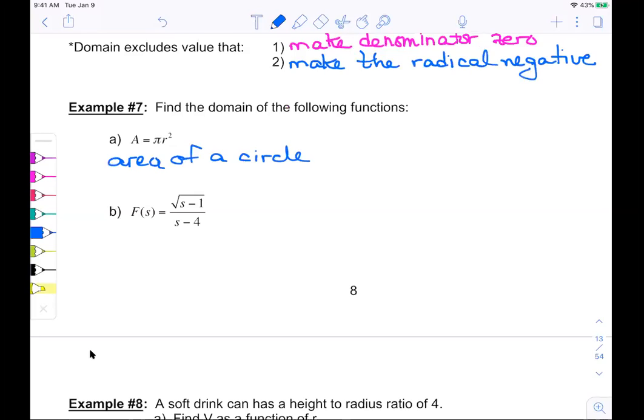So what do you have to think about with the domain? What letter are we focusing on? Because there's not an X in here, there's not a Y. What would be your independent variable? R, yeah. So we're looking at R. So in this case, we're thinking about the restriction on R. What can't happen with R if you have a circle?